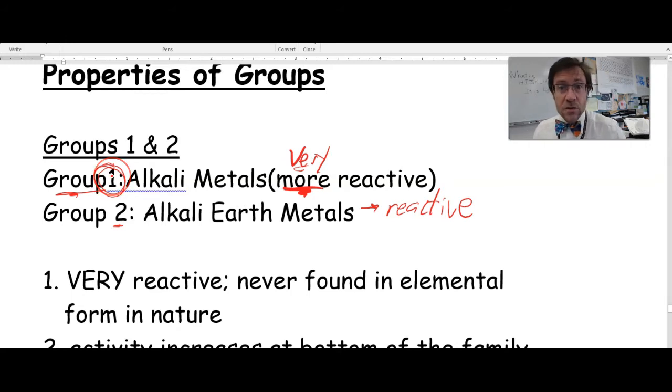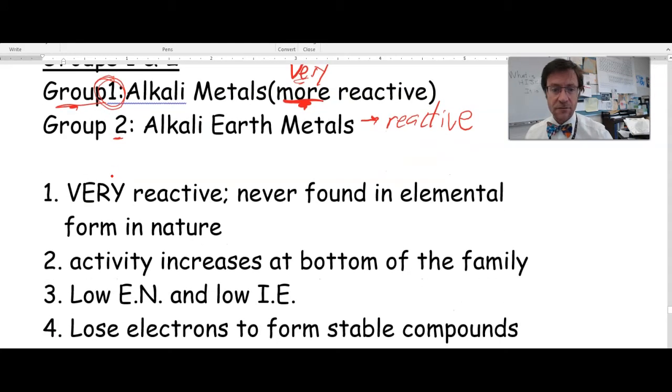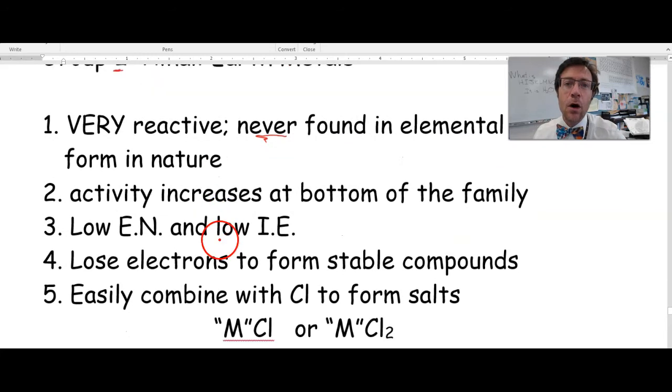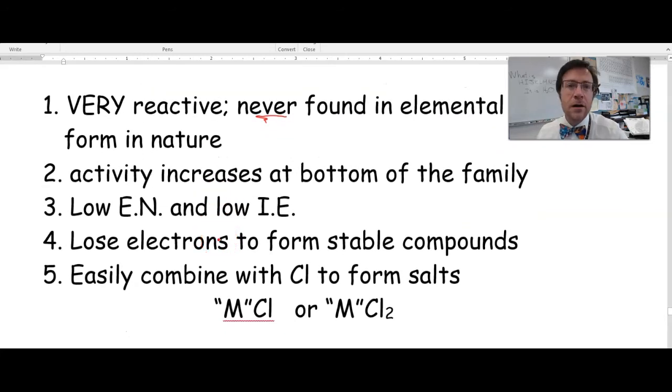It's awesome. So here's the thing about groups 1 and 2, the alkali and the alkaline earth metals. These things are unbelievably reactive. And they will never be found in elemental form in nature. You are never going to be walking through the woods and bump into a chunk of calcium. It just doesn't happen because group 1 and 2 are so reactive. They're always found in ionic form.